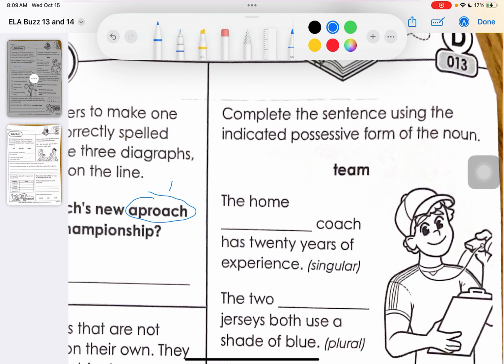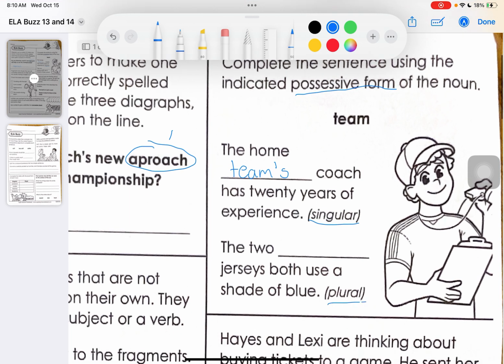Complete the sentence using the indicated possessive form of the noun. Possessive means that you own it, so team. The home team coach has 20 years of experience. Singular. This is one team, so we go the home team apostrophe S. If it's singular, meaning only one team, you do just apostrophe S. Whose coach is it? It's the home team's coach.